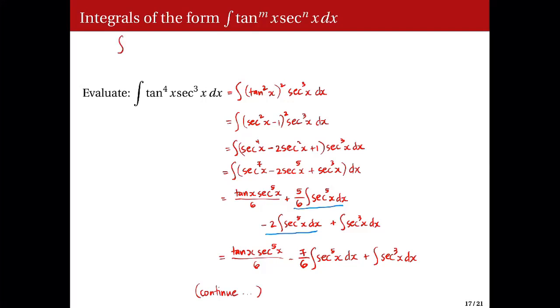So again, I'll write it here. Integral of secant to the n x dx. This is tangent x secant raised to n minus 2 x over n minus 1, plus n minus 2 over n minus 1 integral of secant raised to n minus 2 x dx. Okay? Questions?